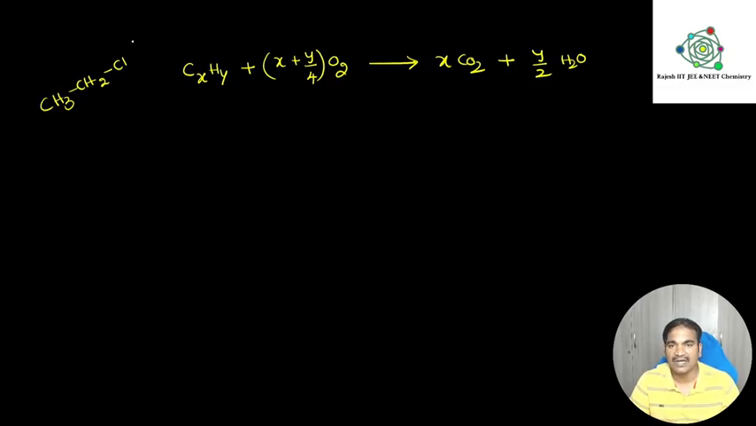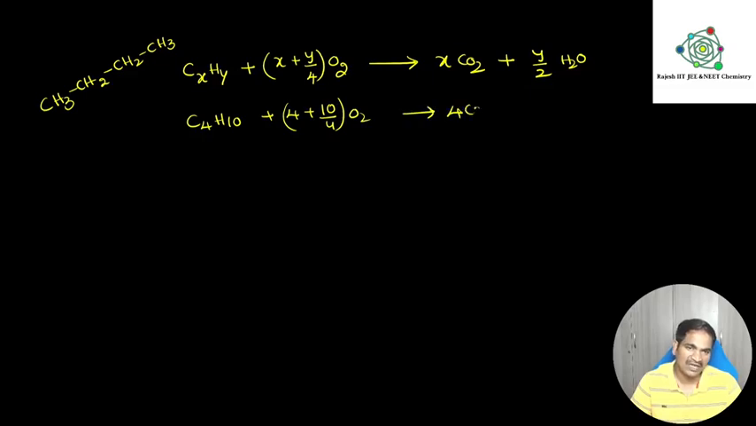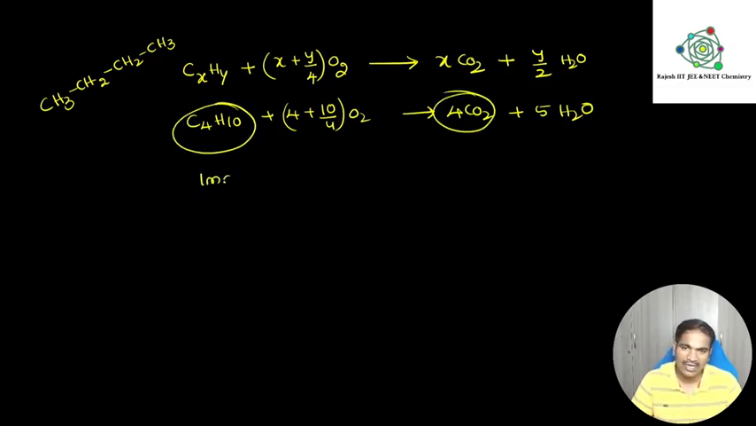They gave normal butane. So this is the formula. Here you can write it as C4H10, where x is equal to 4 and y is equal to 10. Plus (4 + 10/4) O2 gives 4 moles of carbon dioxide and 5 moles of water vapor. So the main point is we need to think about these two only. That means 1 mole of n-butane gives 4 moles of carbon dioxide.